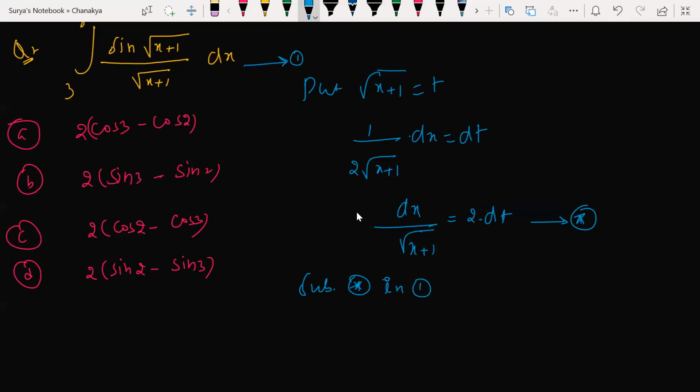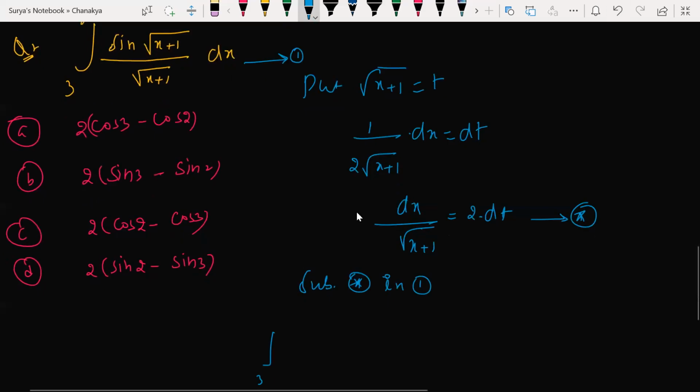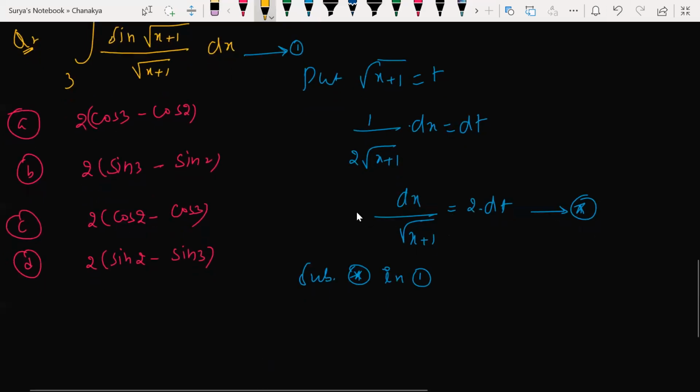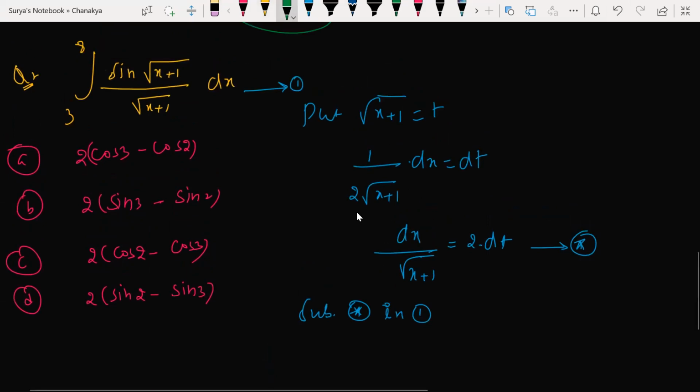So, 3 to 8 are the limits given to you, the actual limits, but the limits will change here. Why? Because we are substituting. These are the limits when the function is in terms of x. When we change the function to be in terms of t, the limits will also change.